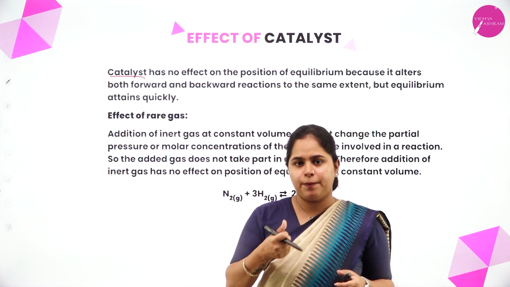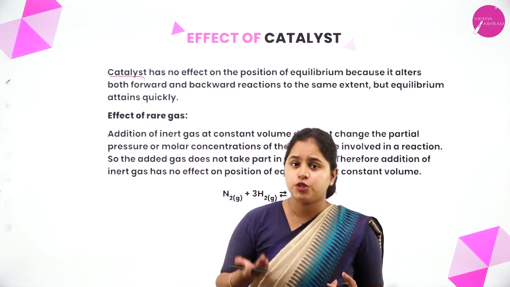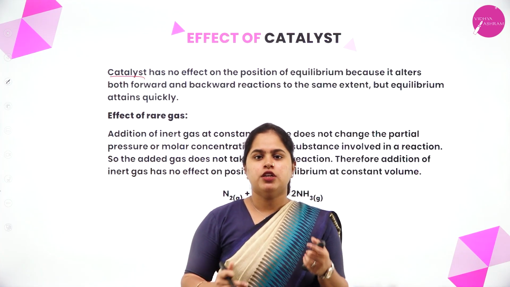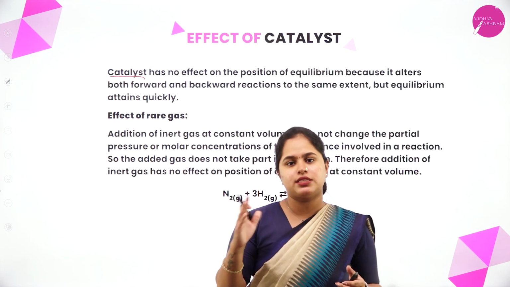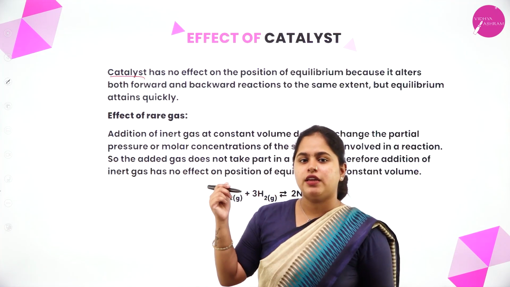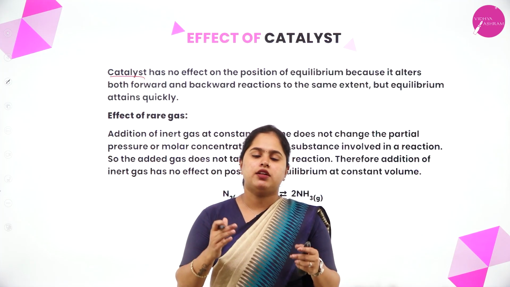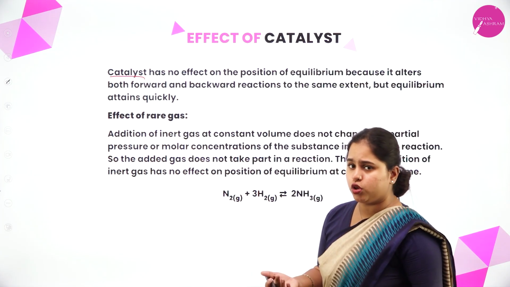Now, why is that happening? If we are adding a catalyst to a reaction, it will have an effect both on the forward reaction as well as the backward reaction equally. Having an equal effect on the forward and backward reactions means it will have no net effect, right? That is why, if you are adding a catalyst, there will be no shift in the equilibrium. It will be just that the equilibrium will be attained more quickly, right?